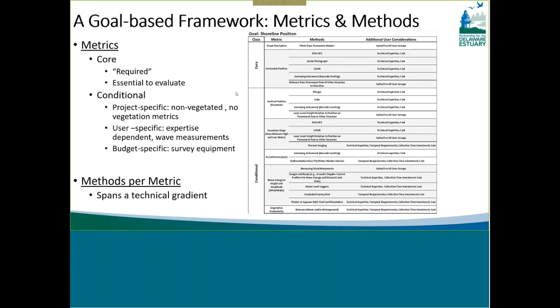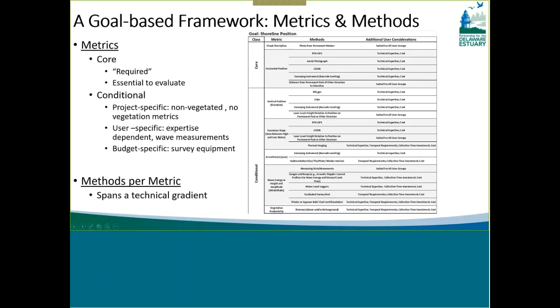But we split up the different metrics for each one into two different categories: core and those conditional ones. Now, core metrics, in quotes, are the ones that we say are required, that are essential to evaluate. What that means is that no matter what type of living shoreline you're doing to meet that goal, these metrics are always applicable to that goal.